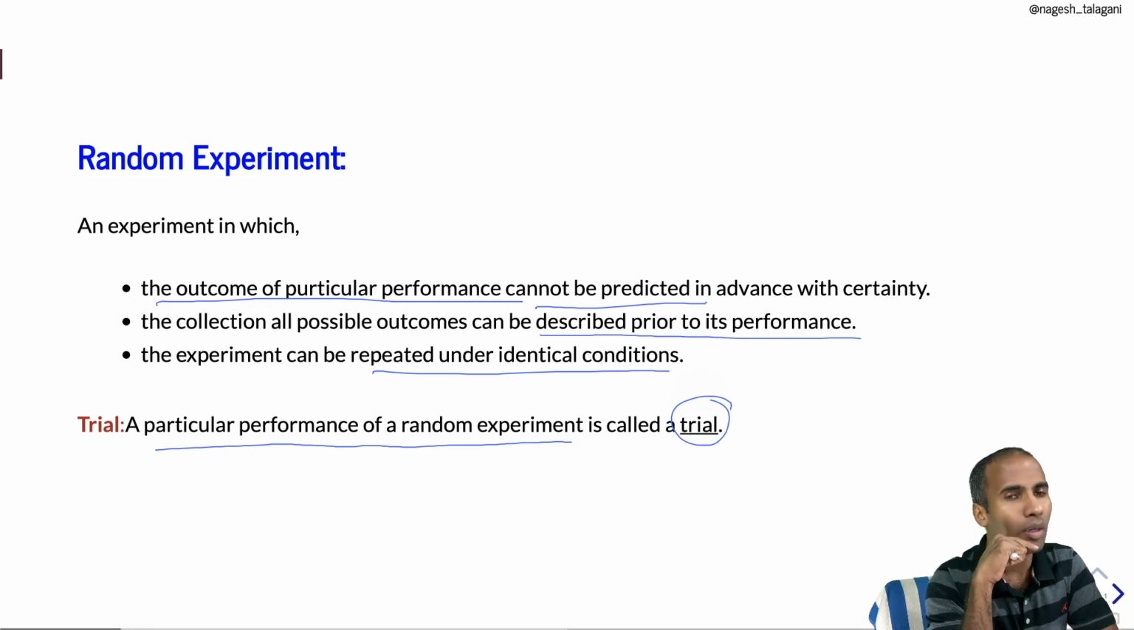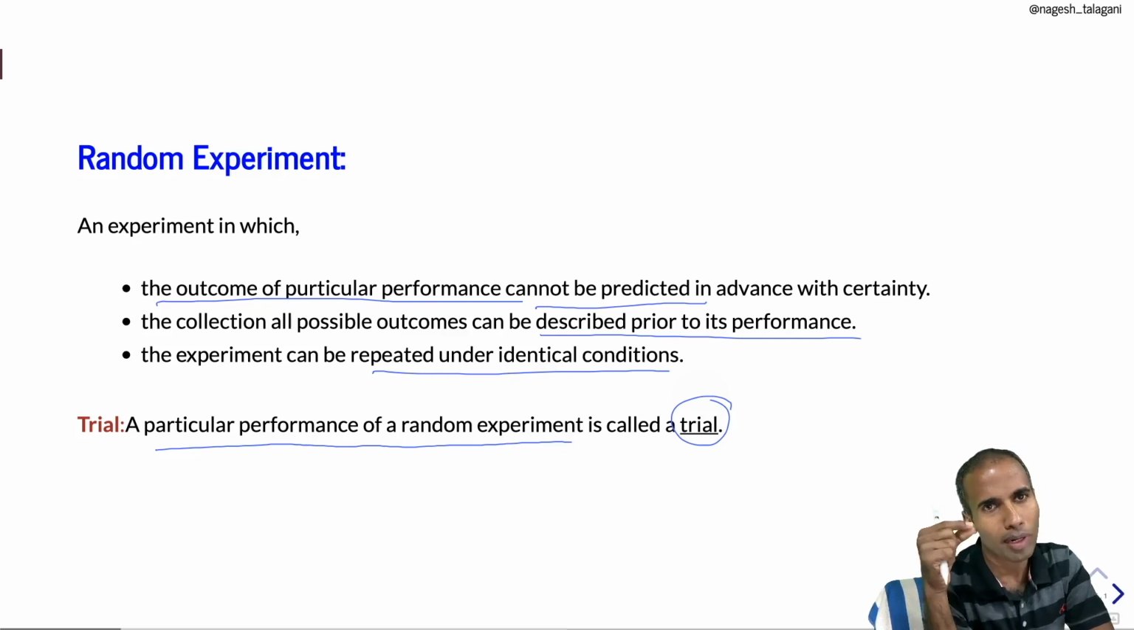Now, the probability model associated with a random experiment has three main components. Sample space, which consists of all possible outcomes, event space, which consists of all events of interest, and probability function, which assigns a number between 0 and 1 to each event in the event space. Let's talk about these components one by one.